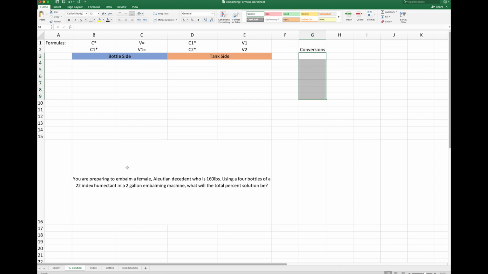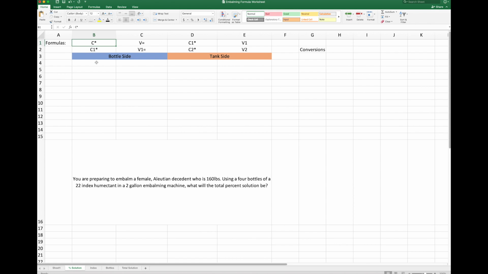So let's talk a little bit about what the equation is. With any algebraic formula, the letters are placeholders for numbers, and we have to understand what these letters stand for. There are two sides to the equation: a bottle side and a tank side. Some professors teach it with the tank on the left, the bottles on the right. That doesn't matter. Neither do the letters that are used.